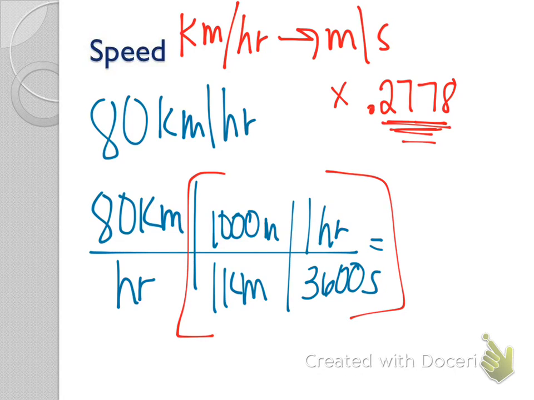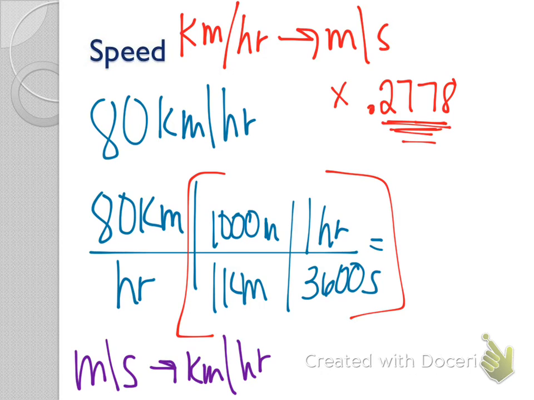Okay, what if for some reason you needed to go the opposite direction? If you wanted to go from meters per second to kilometers per hour, 3.6. You would divide by 0.2778. You would do the opposite. Okay, divide by 0.2778.